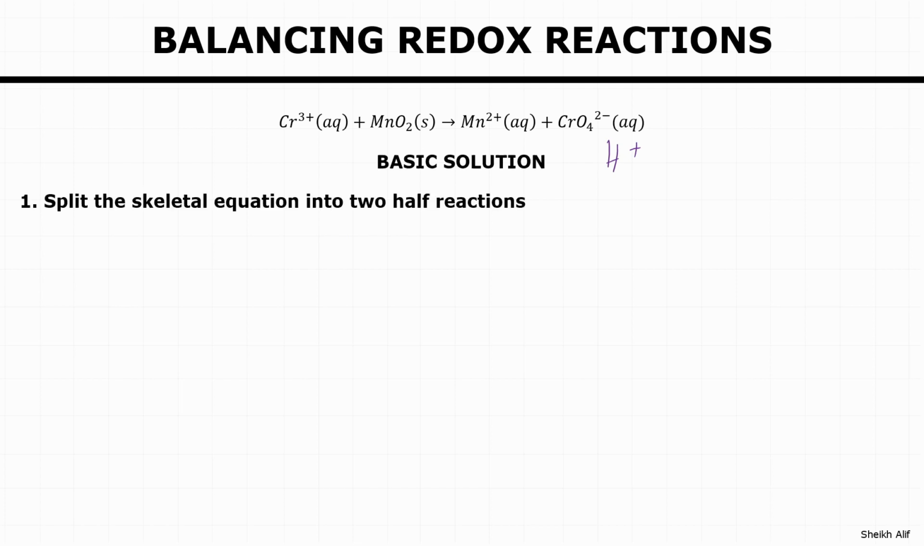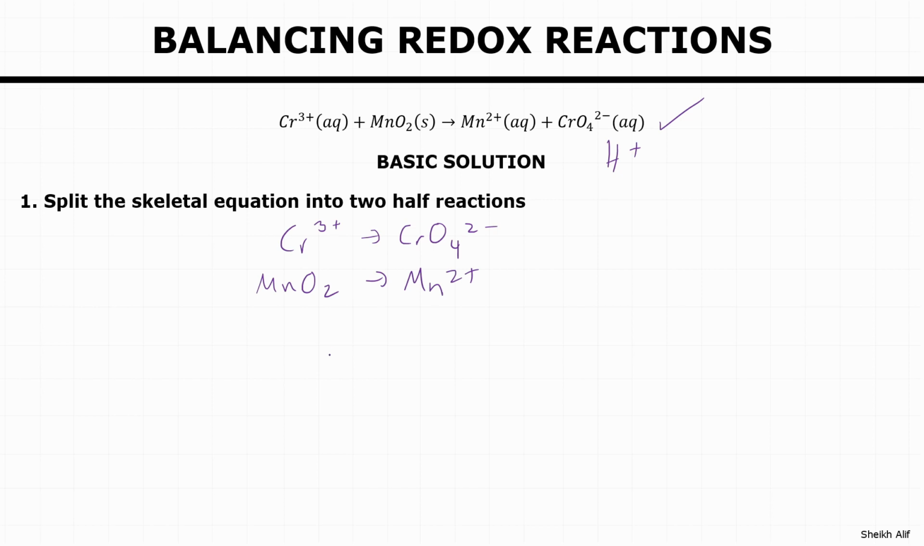The first couple of steps for balancing in a basic solution are very similar to an acidic solution. The first one is to split the skeletal equation into 2 half reactions. This is the skeletal equation, by the way, that's what it's referred to. So let's split it into 2 half reactions. Let's keep the chromiums together. So Cr3+ to chromate. And then we have the manganese oxide producing manganese ion. And so those are your 2 half reactions.